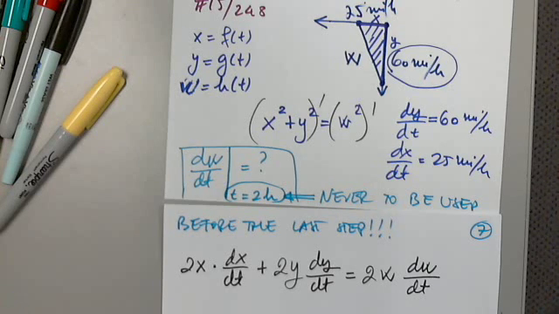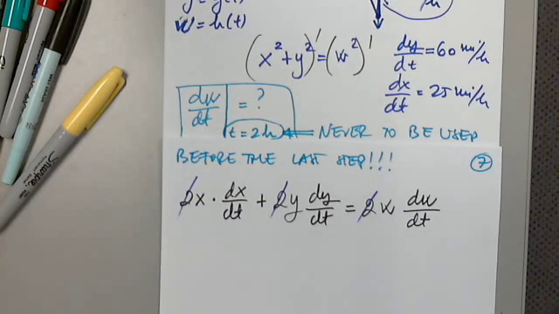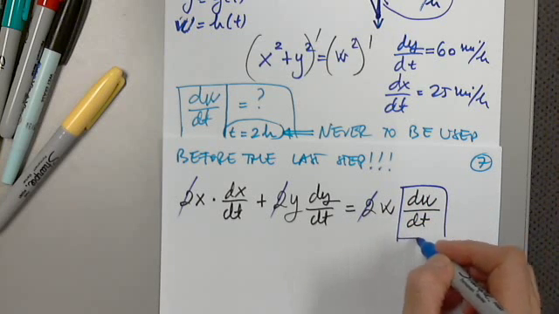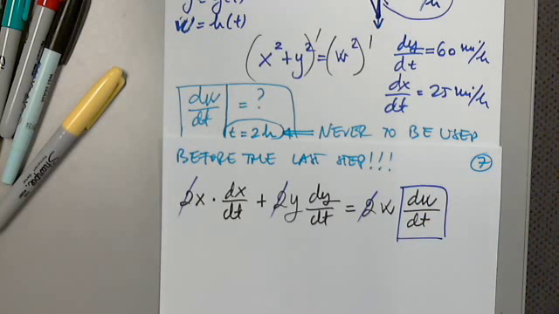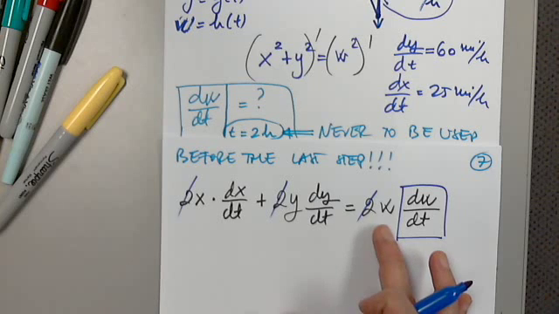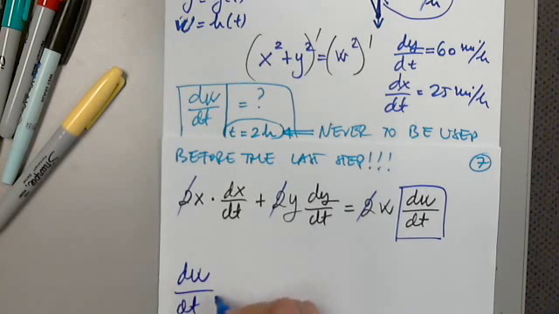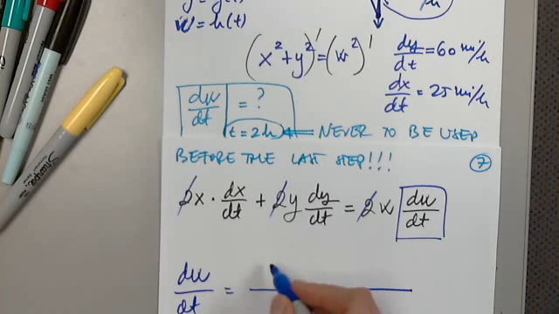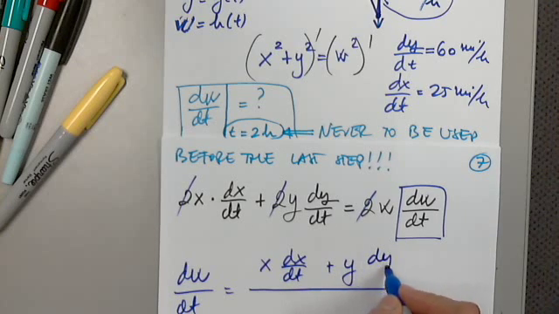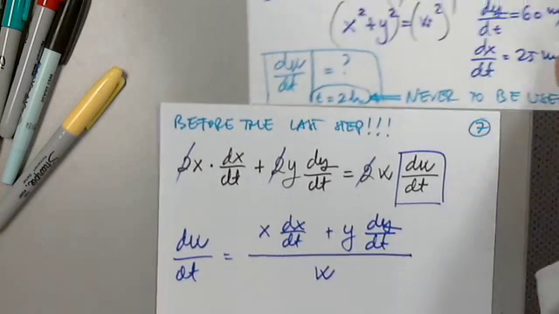Perfect. Of course, I will simplify both sides by 2. Simplifying, dividing both sides by 2. This is what I'm interested in. I will solve for it, dividing both sides by w. So dw over dt equals x dx over dt plus y dy over dt, divided by w. We're almost there.